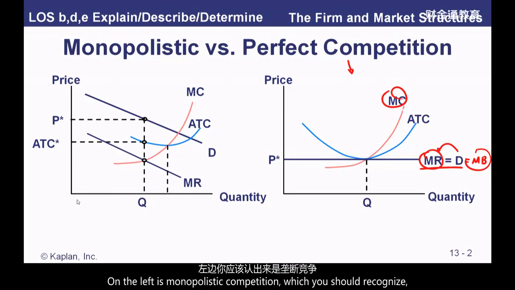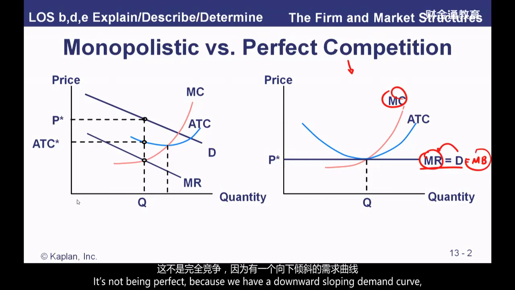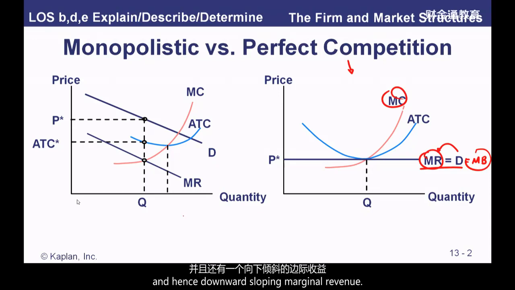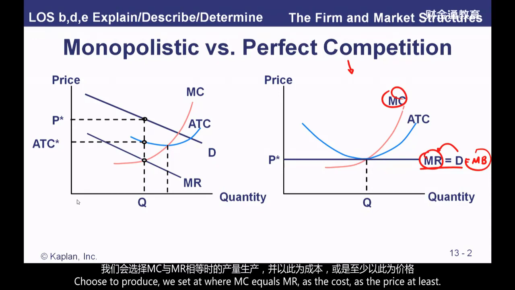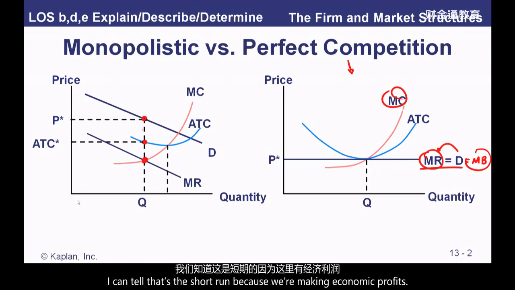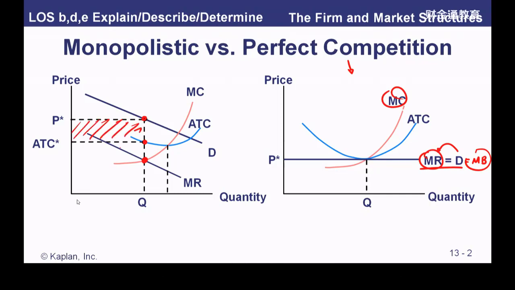On the left is monopolistic competition, which you should recognize as not being perfect because we have a downward sloping demand curve and hence downward sloping marginal revenue. Choose to produce, as we said, where MC equals MR. There's the cost, there's the price, at least that's in the short run. I can tell that's the short run because we're making economic profits.